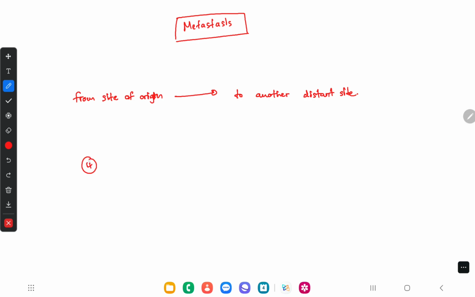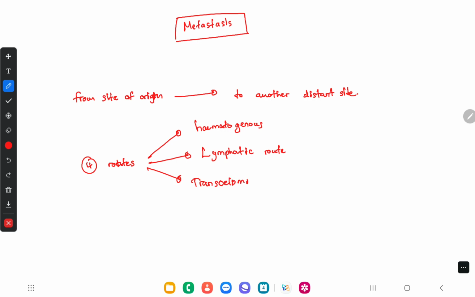There are four routes of metastasis. They are the hematogenous route, the lymphatic route, transcoelomic spread, or seeding into body cavities, and the other one is implantation.